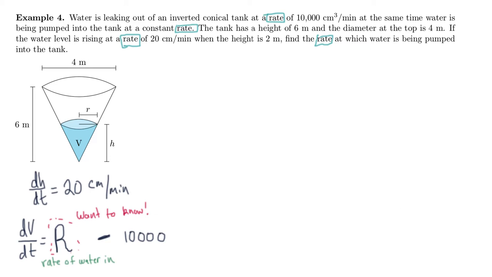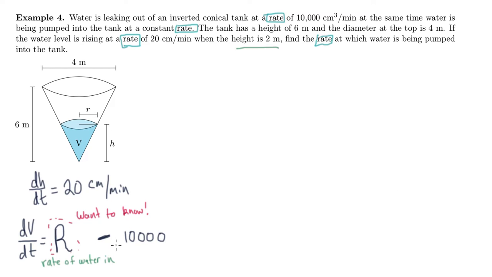Okay, so we don't want to know exactly dV/dt, but we basically want to know dV/dt plus 10,000, right? So if we know dV/dt, we just add 10,000, and we have R, the rate at which water is being pumped in. Okay, so hopefully you followed all that. There is one more thing that we should note, and that's we know the water level is rising at this rate when the height is 2 meters.